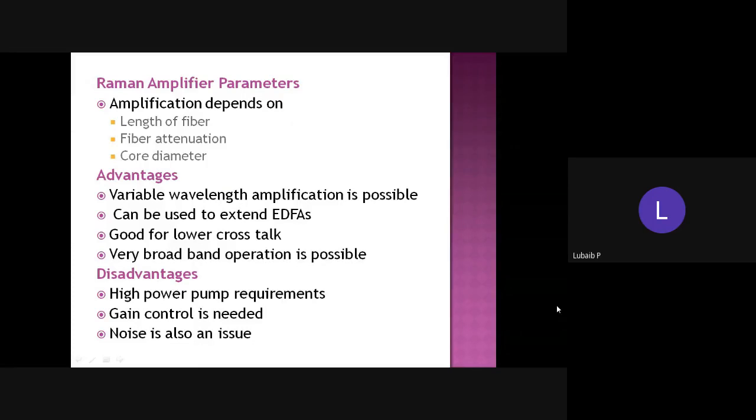So these are the advantages of the Raman amplifier. Variable wavelength amplification is possible, and it can be used to extend the band beyond that of fiber amplifiers, and it is good for lower cost and very broadband operation. The disadvantages: the high power pump requirement is one of the important disadvantages of the Raman amplifier. Gain control is also needed, as you can see in the figure with the GFF for equalization of the gain, and noise is also an issue in the case of a Raman amplifier.